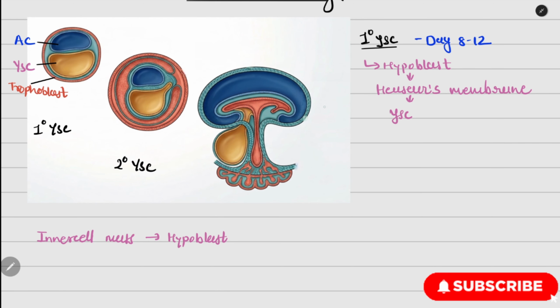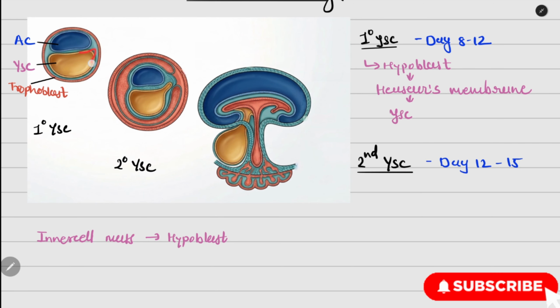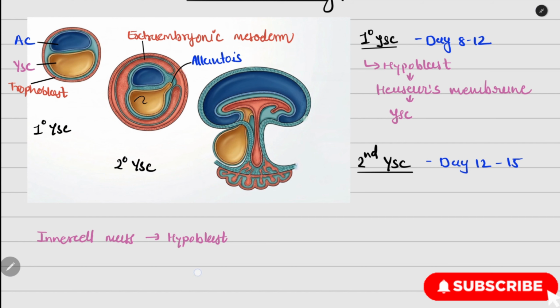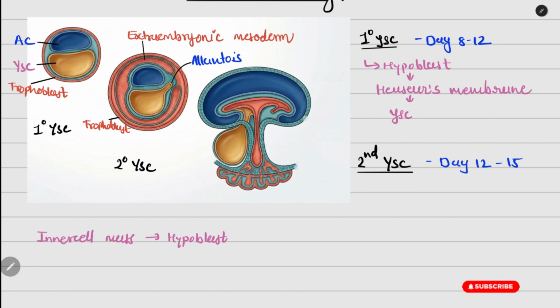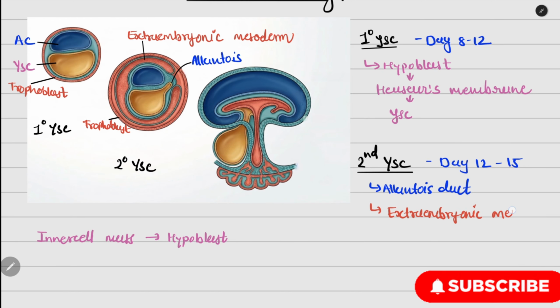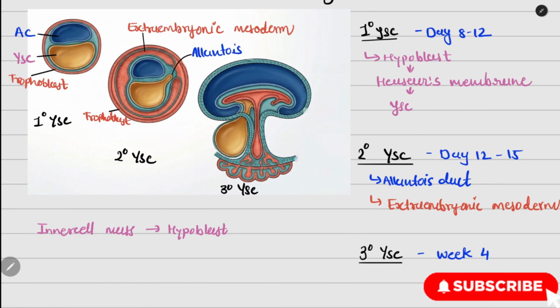Now we have the secondary yolk sac cavity from day 12 to day 15, meaning week 2 and week 3. Now we can see here the Allantois duct, and we know what this is: an extraembryonic mesoderm, as we saw in the embryology week 3 video. So we have the Allantois duct and extraembryonic mesoderm during the secondary yolk sac cavity stage. Now as time passes, the secondary yolk sac cavity will become the tertiary yolk sac cavity at week 4. This secondary yolk sac cavity will regress and form the tertiary yolk sac cavity.